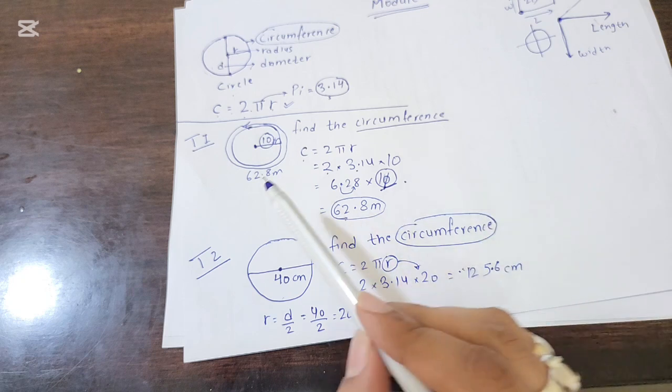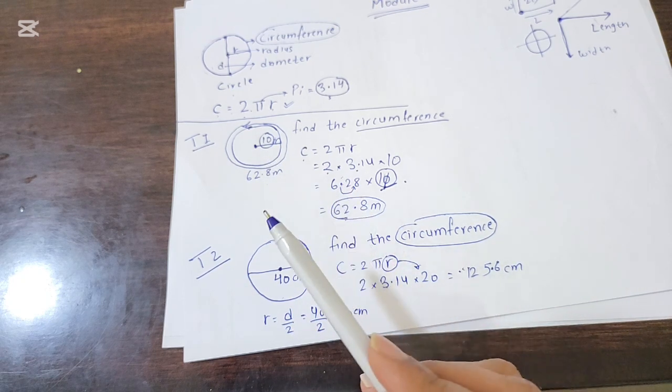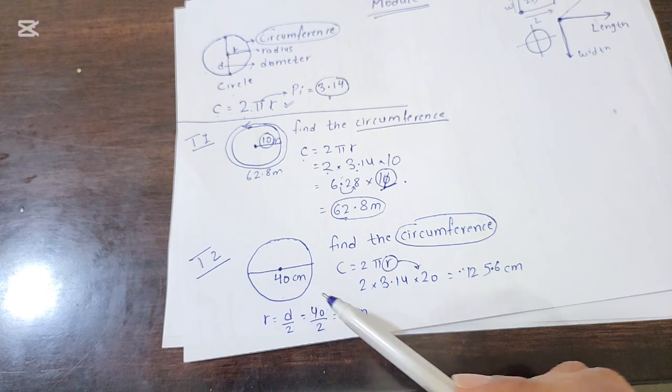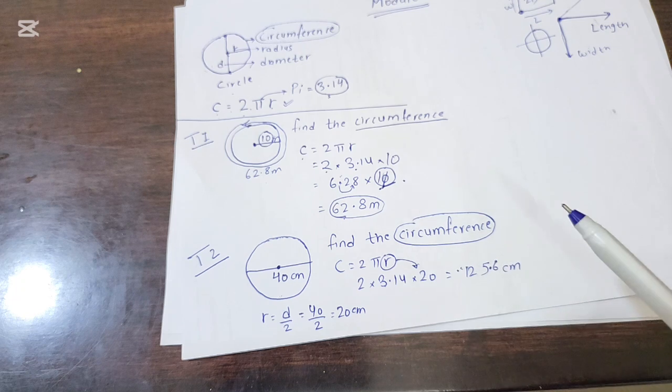So type 1, he will give you the radius only. You use the formula, you find the answer. Type 2, he will give you the diameter. So you will take half of the diameter to get the radius, and then you will put the radius in the formula and you will calculate it.